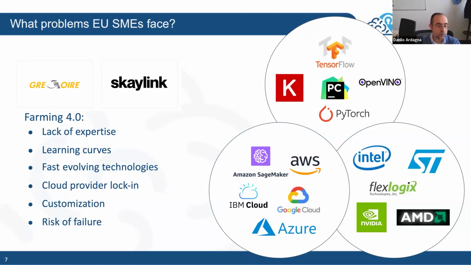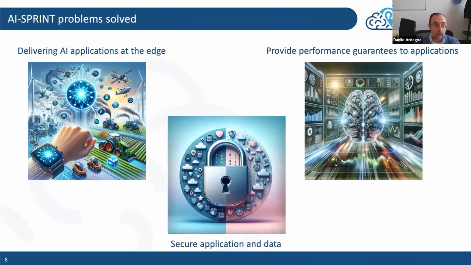So if we sum up all these factors, we realize that they really had a high risk of failure while developing an application. So what we developed in iSprint, we delivered a DevOps solution for developing AI applications at the edge, and this will be the focus of the second part of my presentation.